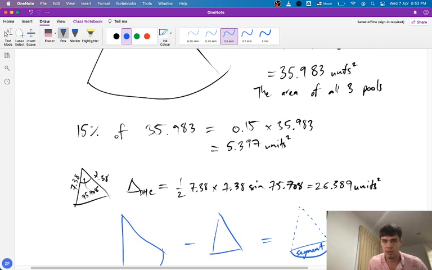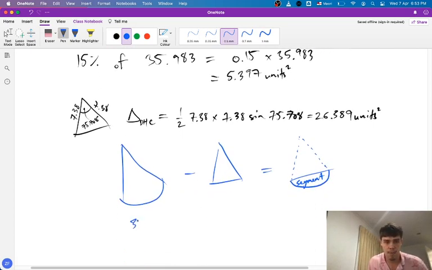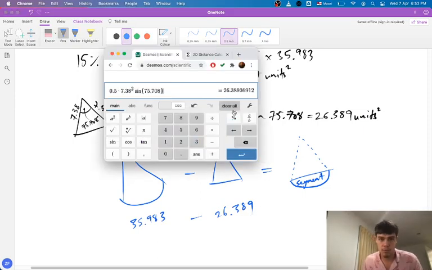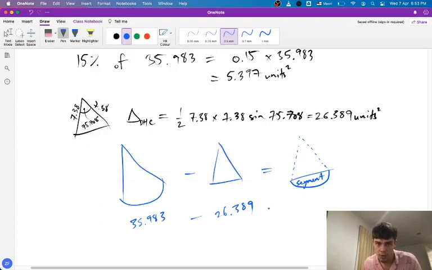So we know that the sector overall, we'll do it in blue, is 35.983. And then we minus off this triangle, which we just worked out, 26.389. 35.983 minus 26.389. And that gets us 9.594. Am I getting better at remembering these?